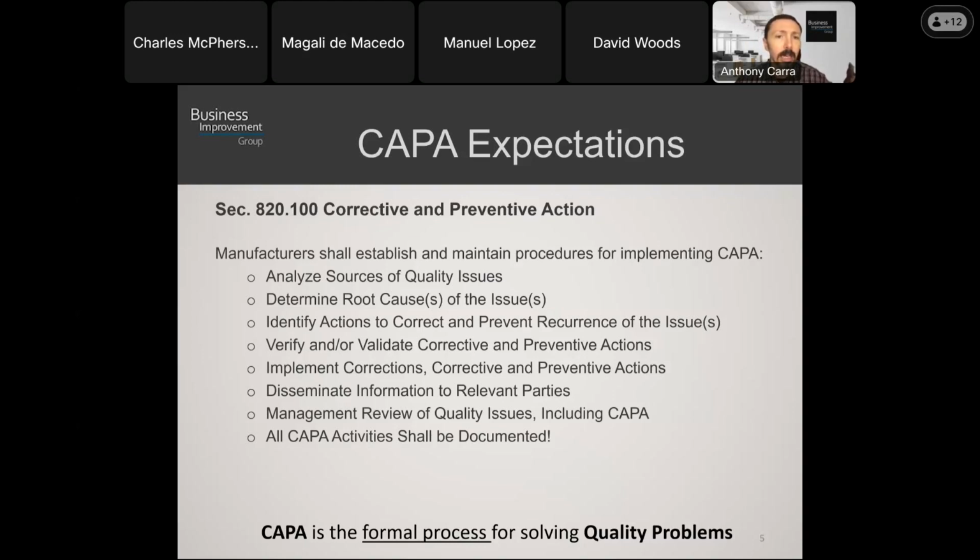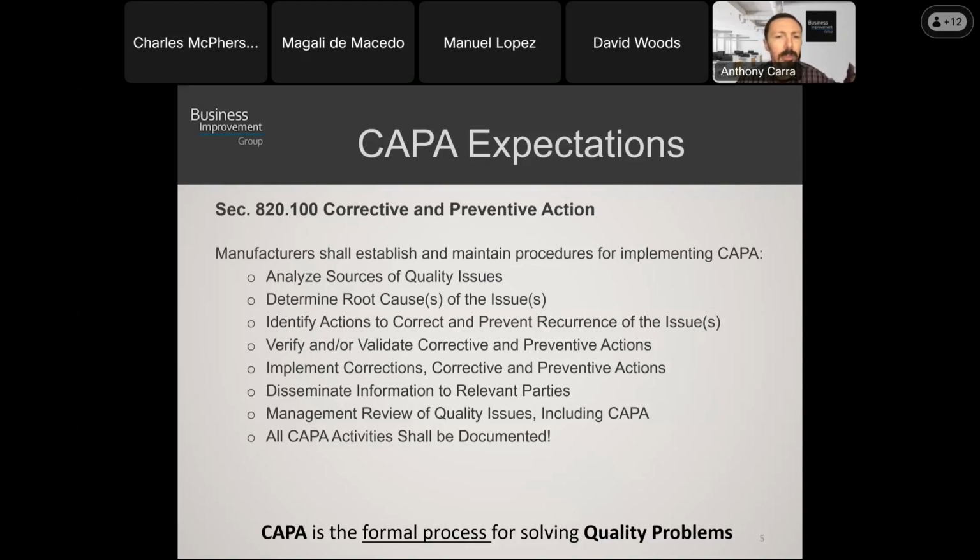Once you have root cause, to identify actions for both the correction and prevention of reoccurrence of the issues. And then once you've implemented that, to verify or validate those corrective actions to demonstrate that they can be effective without introducing any adverse effects. Then once that's been verified or validated, go ahead and permanently, I would say permanently, but formally implement those solutions in the form of corrections, corrective actions, and preventions. And then disseminate the information to relevant parties. Make sure that folks are aware of the changes that were implemented and such.